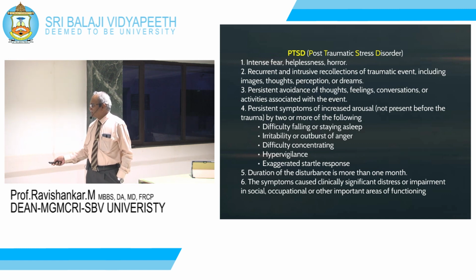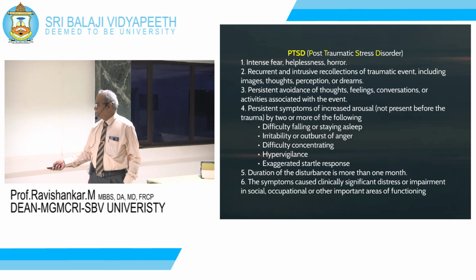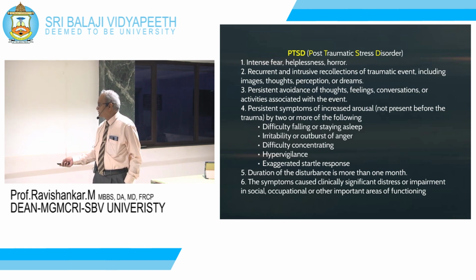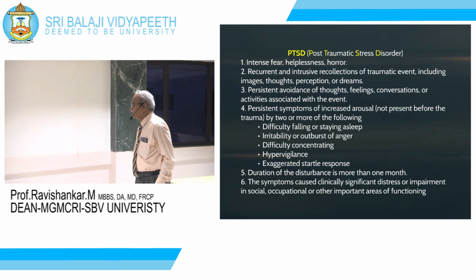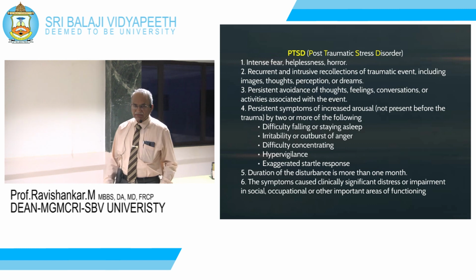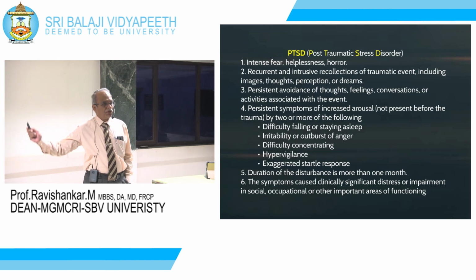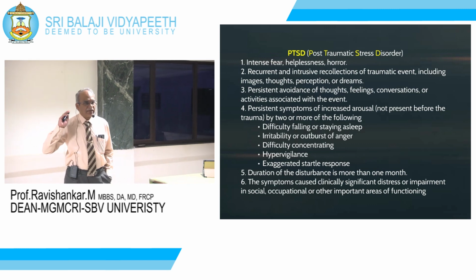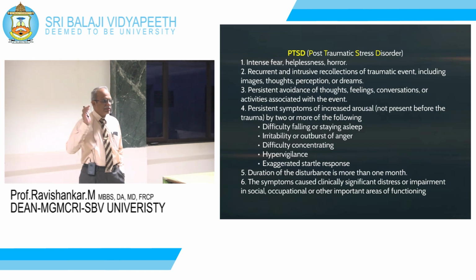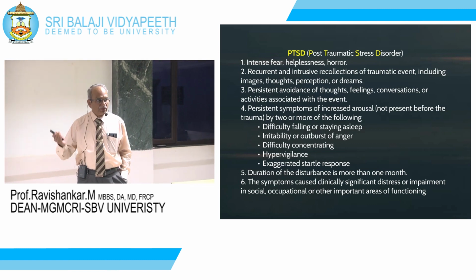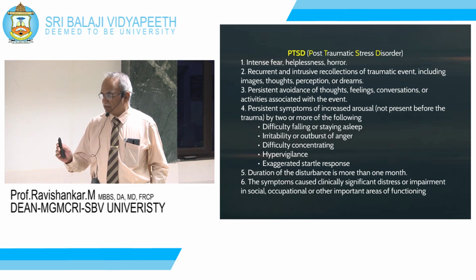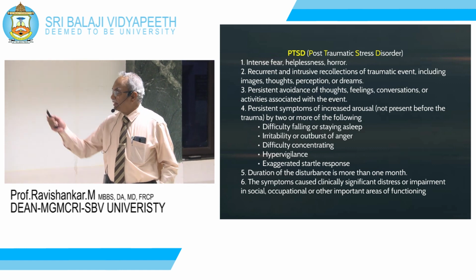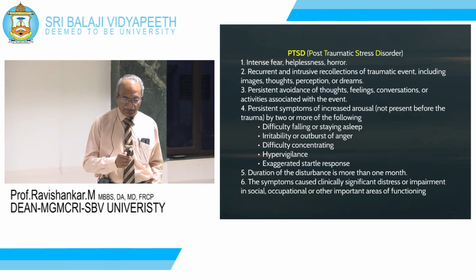Duration of the disturbance is more than 1 month. It might prolong for a much longer time. The symptoms cause clinically significant distress or impairment in social, occupational, or other important areas of functioning. So finally, this becomes a psychiatric disorder which needs treatment for a long period of time to get over what is happening. So these are the things that are possible, and that is what is termed post-traumatic stress disorder.